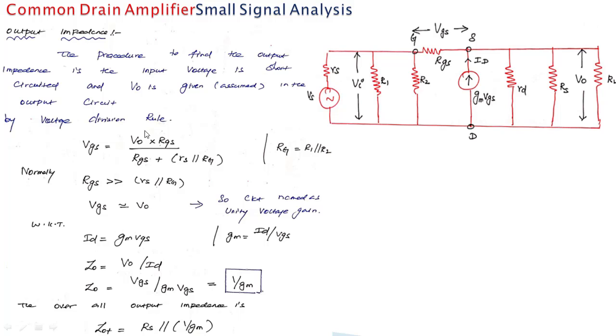Next we are going to calculate the output impedance. For output impedance, the VGS, the gate to source voltage, can be calculated using the voltage division rule. The general procedure for calculating the output impedance is short circuiting VS, so VS or VI will be 0 and it is assumed that V0 will be there. We always assume VI is 0 to find the output impedance. So we have short circuited VI, so we only have V0.